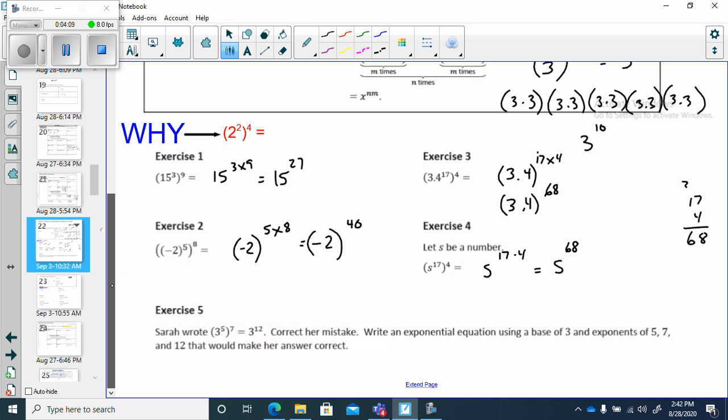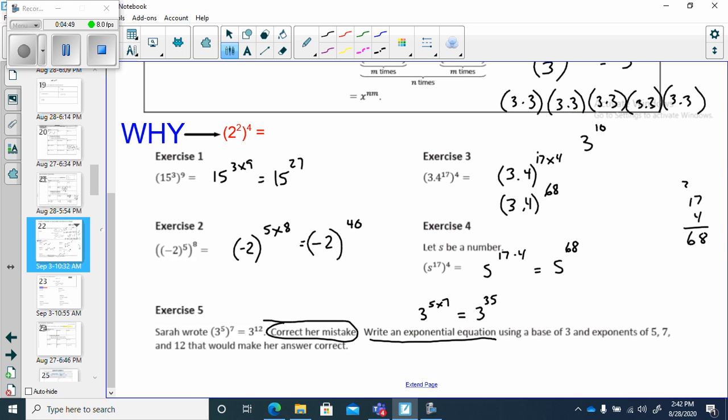Sarah wrote 3 to the 5th power raised to the 7th power equals 3 to the 12th power. Correct her mistake. Let's do that first. We know if we're raising a power to a power, we multiply. So that would be 3 to the 5 times 7 power, right? 7 times 5 is 35. 3 to the 35th power. There we corrected it. Write an exponential equation using a base of 3 and exponents of 5 and 7 and 12. That would make her answer correct.